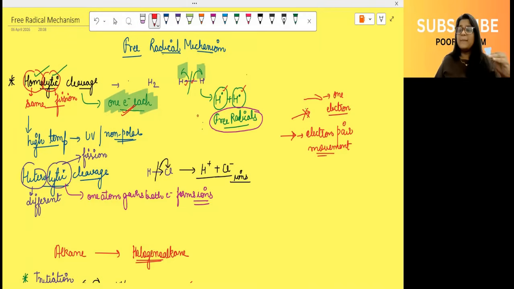Now, free radical mechanism happens in alkanes, which are already unreactive. You need someone that could make them reactive. The free radicals are the ones that will make them reactive, right?